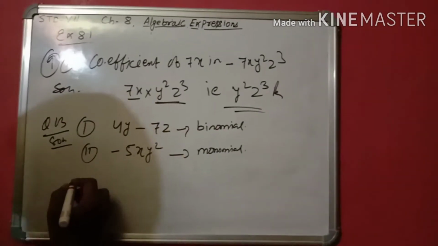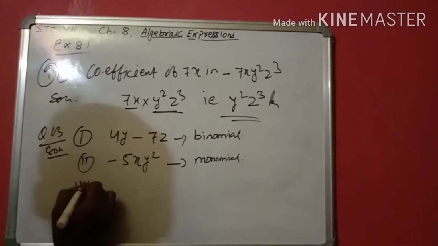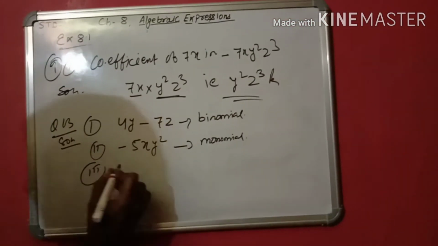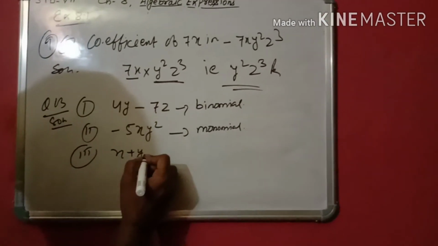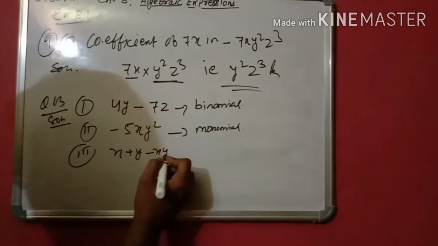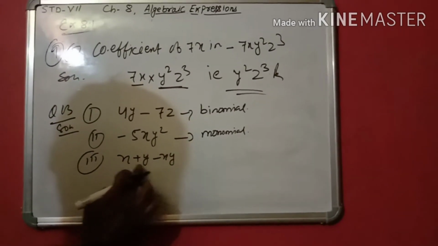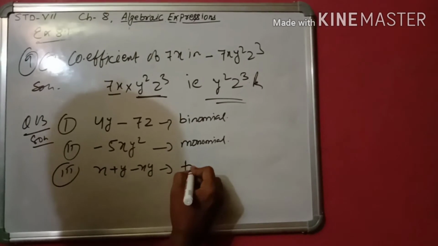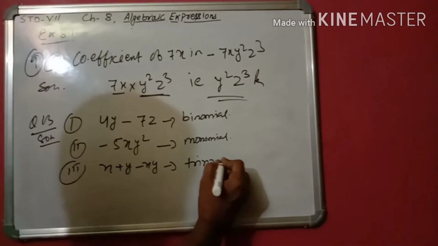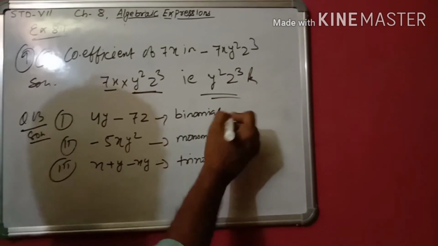Write down. Now third one, write down x plus y minus xy. So how many terms are there? 1 term, 2 terms, 3 terms. So this is trinomial. Write down trinomial.